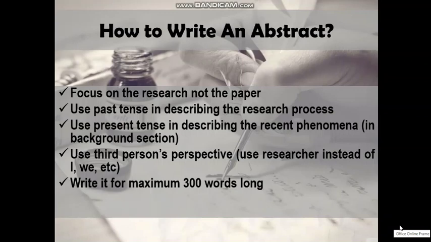There are two kinds of tenses that we can use in writing an abstract. The first one is past tense, which is usually used to describe the research process. And the second one is present tense, which can be used in describing the recent phenomena. Usually, it's written in the background section. And the third one, we have to use the third person's perspective. For example, use the word researcher instead of I, we, or something like that.